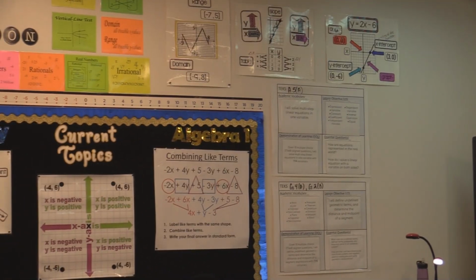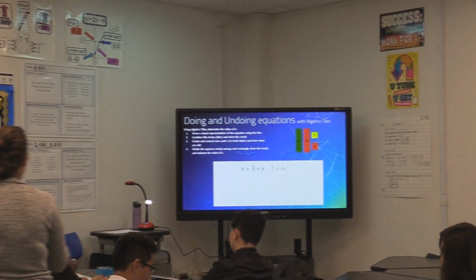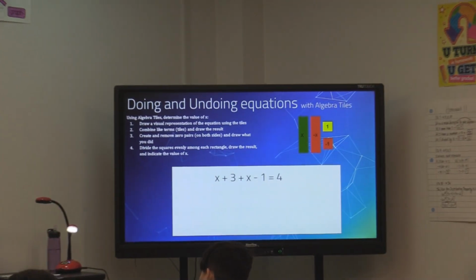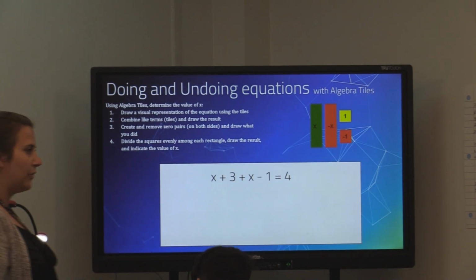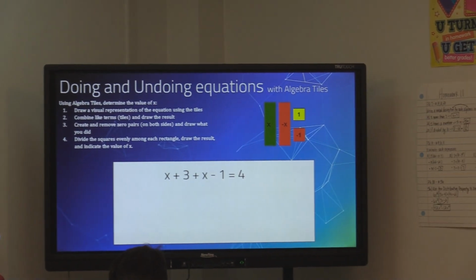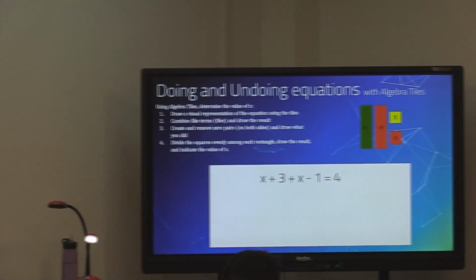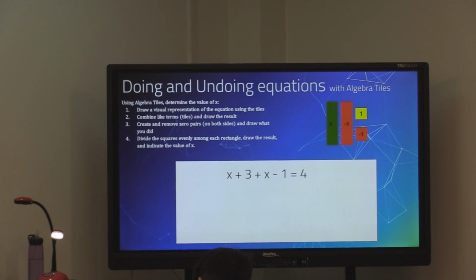Let's get started. I want you to just model that with the tiles and then draw it. So model it with the tiles. We've got 1x, we've got 3 ones, we've got 1x, we've got 1 negative 1, and then you put equals 4 ones. Okay, model it on your table and then draw it in your notes.